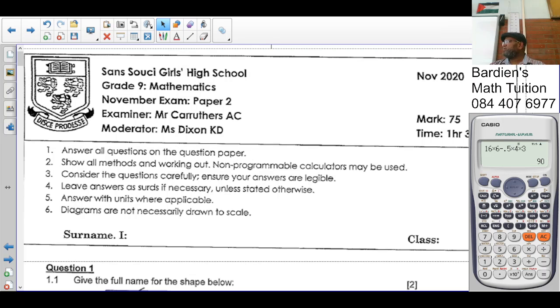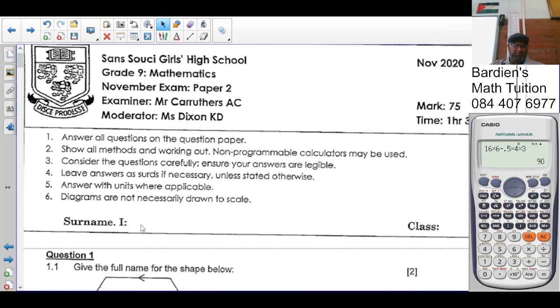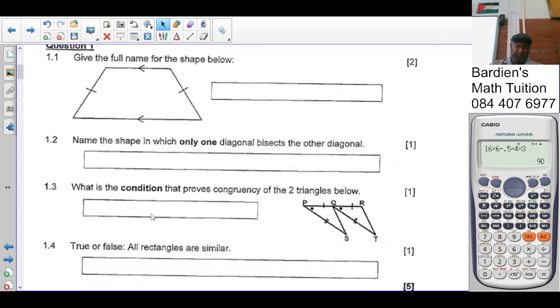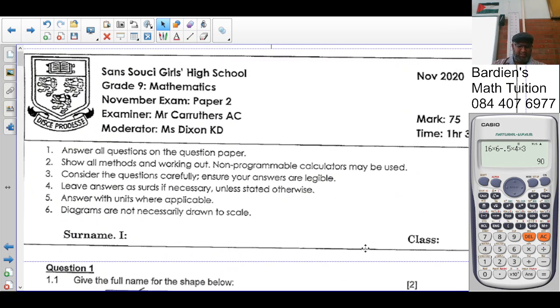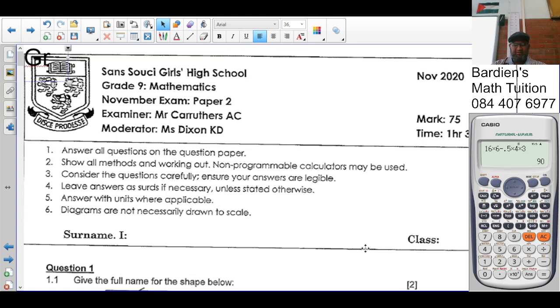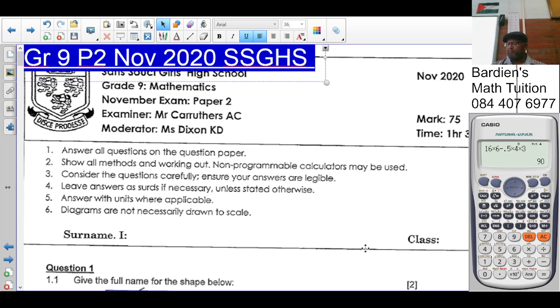Okay, good afternoon, class. So at this point we are looking at the November 2020 paper 2. Is that correct? Okay, we have completed paper 1, eh? Okay. So this is grade 9, paper 2, November 2020. Right.